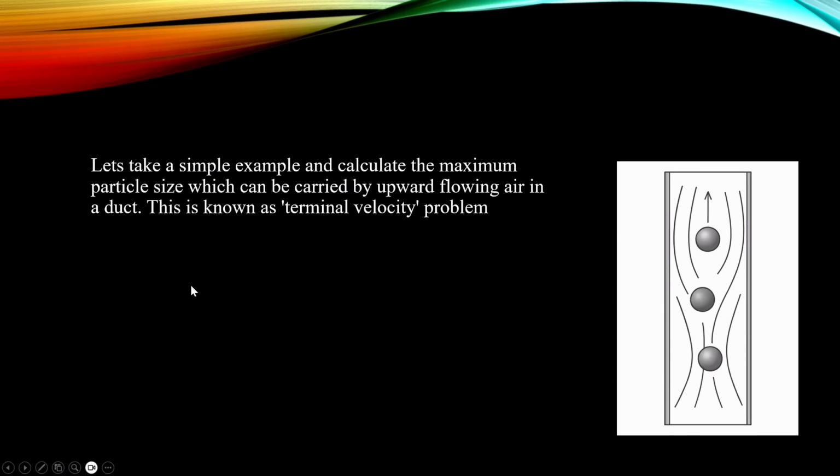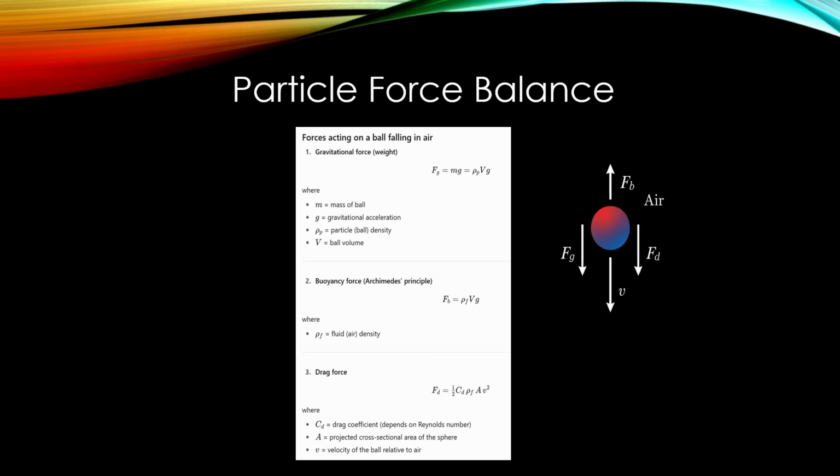Let's take a couple of simple examples. This first one is a case when we have upward flow in duct and there are some particles and we want to know are these particles carried by this gas flow or are those particles dropping down. This is known as a terminal velocity problem.